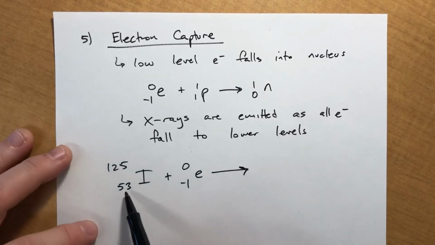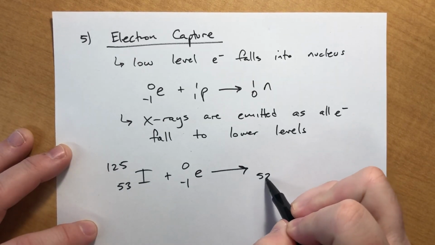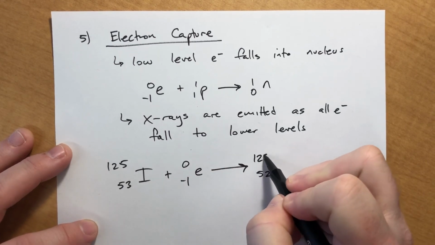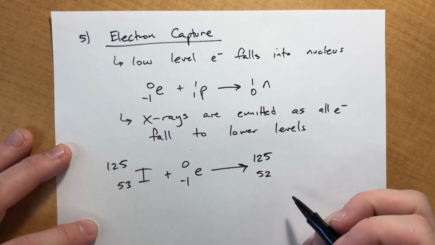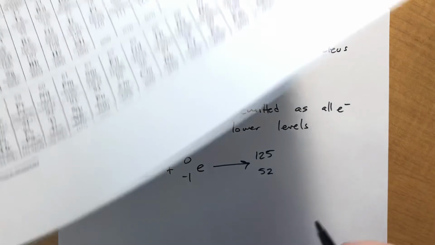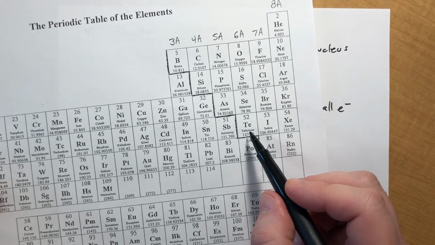In terms of the numbers, 53 minus 1 is 52. And this is 0, so this stays there. And we get element 52, which is tellurium.